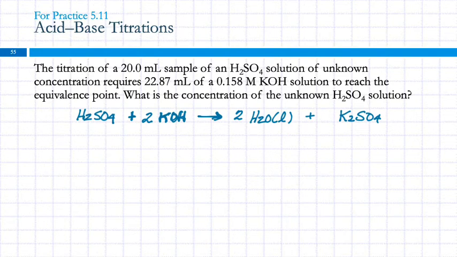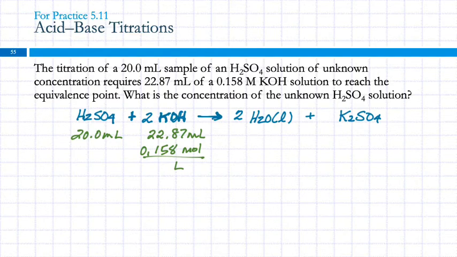Now I'm going to take the numbers from this problem and write them underneath, just like I do with other stoichiometry problems. So I have 20 milliliters of the sulfuric acid solution, and it says it reacts with or requires 22.87 milliliters of the KOH, and it gives me the concentration, 0.158 moles per liter.